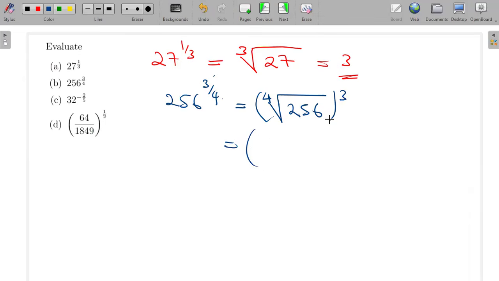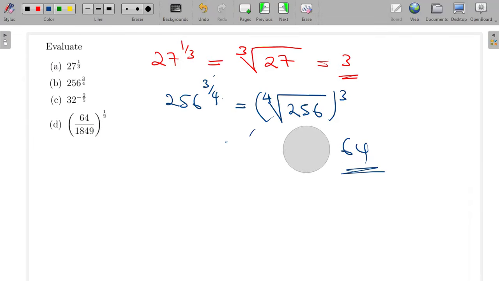So 4 by 4 by 4 by 4, that's 4 times, gives me 256. So the 4th root of 256 is just 4. And then you have a 3 there outside, so that means 4 to the power 3, which is 4 cubed. This is just going to give me 64. All right, so that's how you do this one.